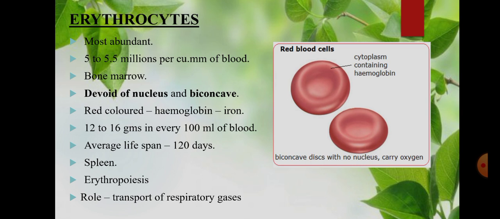Now we can see a term, erythropoiesis. Erythropoiesis is the process by which the red blood cells or the erythrocytes are formed. And the role and the function of RBC is mainly the transport of respiratory gas. Clear? So the unique feature of a human RBC is it is devoid of nucleus and it has got a biconcave shape. It is mainly for the carrying of oxygen to different parts of the body. Clear?